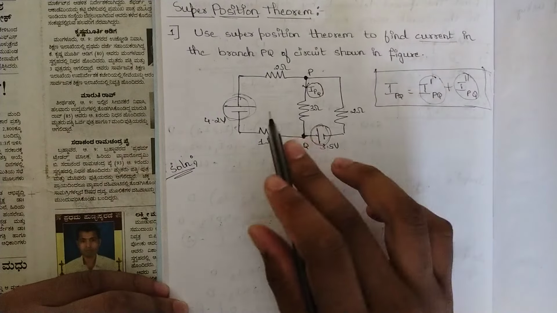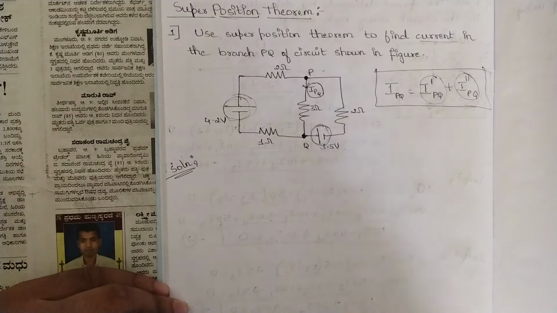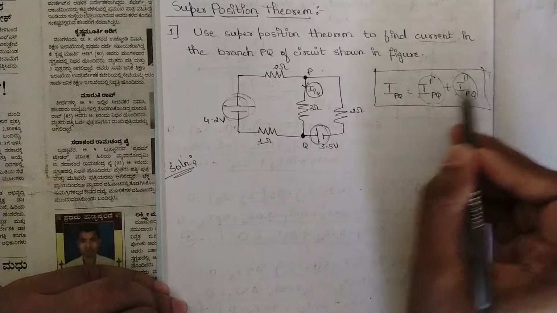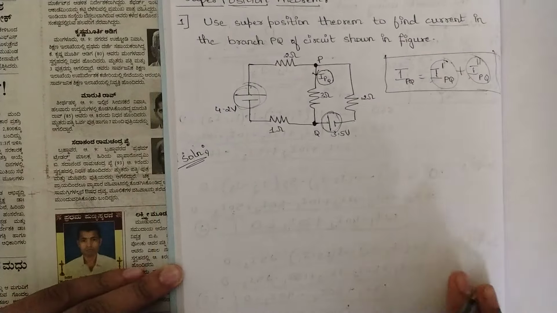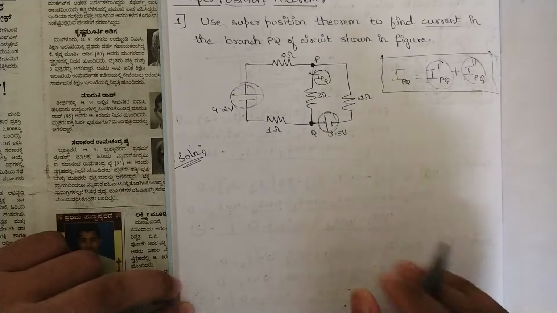Use any method, node analysis or mesh analysis, but I prefer you use mesh analysis because that is easy. Calculate the two individual currents, then lastly add them and finally write the current I of PQ. Hope this is clear. So now let's solve for that.